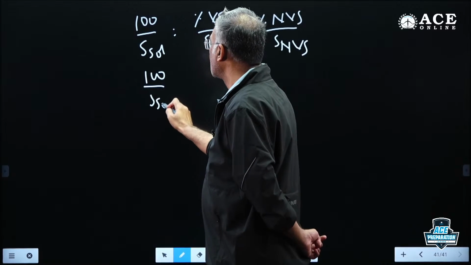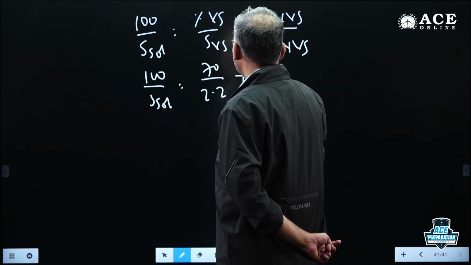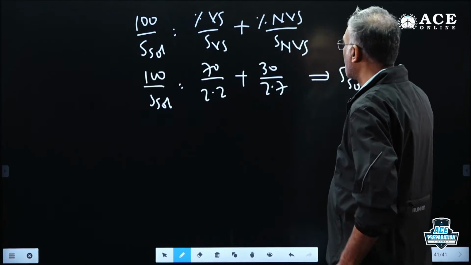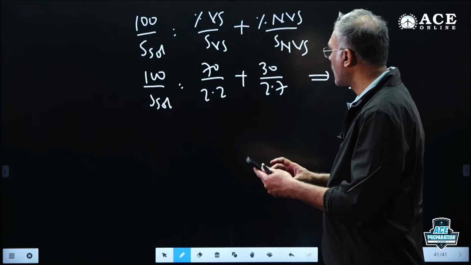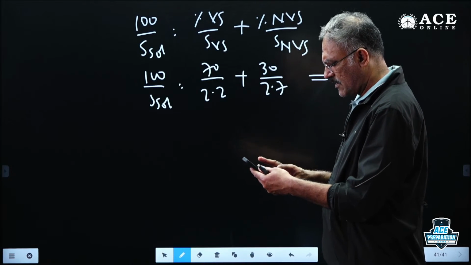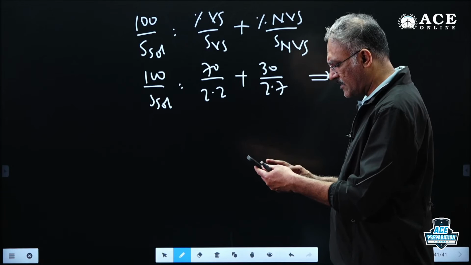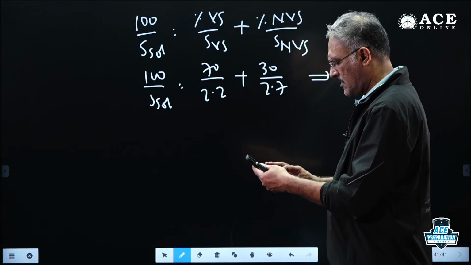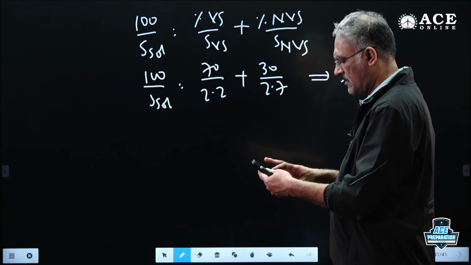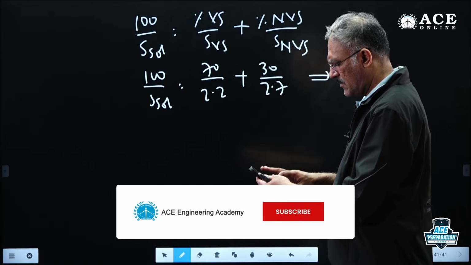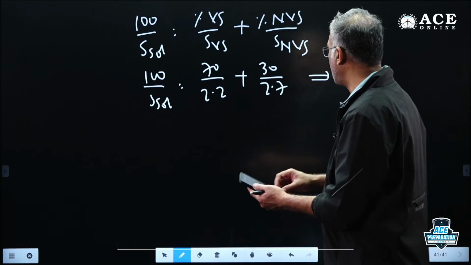So substituting in this, you can find out the specific gravity of solids. Come on, work it out. Some of you have calculators with you, no? You can find it easily. So 70 by 2.2 plus 30 by 2.7. Don't think that I am wasting time asking you to calculate this. The specific gravity of solids is 2.329.